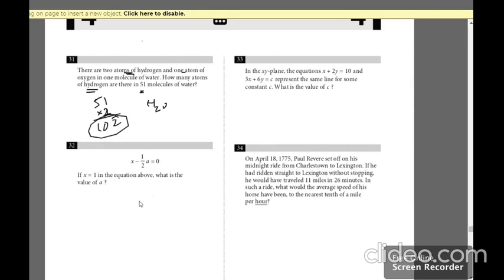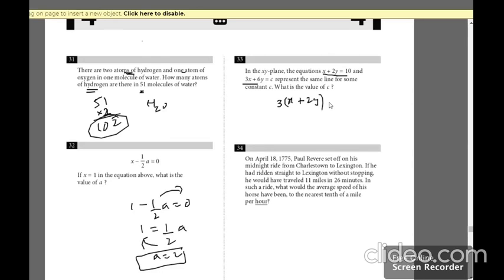If x is 1, what is going to be our value for this? So if I could switch it to the other side or add this one, it is going to be a equals 2, that is my value. Moving on, if they lie on the same line in the xy plane, the equations represent the same line. So basically our x and y would be the same. If I multiply this by 3, I am going to get 30, and this is 3x plus 6y, the second line. They asked us what is the value of c, so c is nothing but 30.